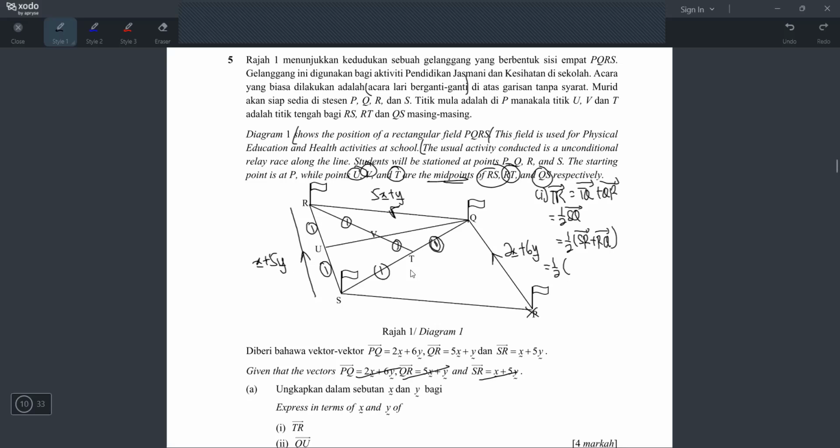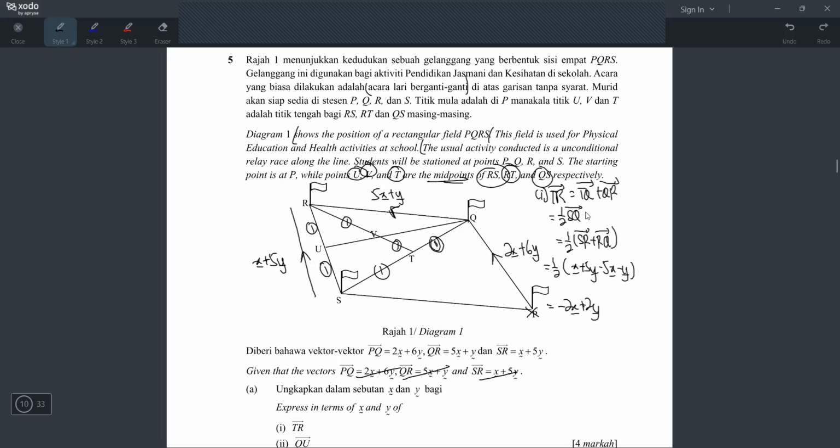And what is SR plus RQ? SR is x plus 5y. RQ is negative 5x minus y, right? Because this 5x plus y is Q to R, but I want R to Q, right? So I have to change the sign. That's why it's negative 5x minus y, right? And now x minus 5x is negative 4x, divide by 2 is negative 2x. And then x plus 5y minus 5y is just 4y, divide by 2 is plus 2y, right?